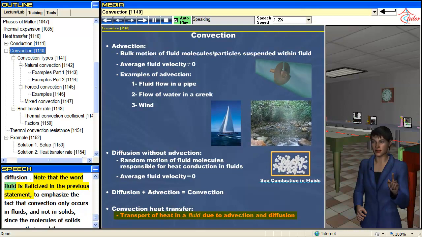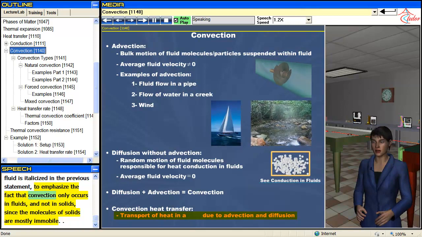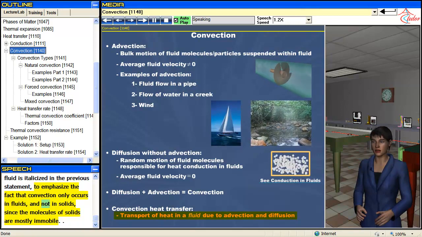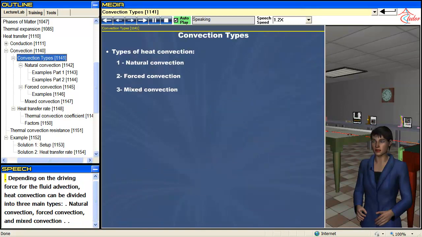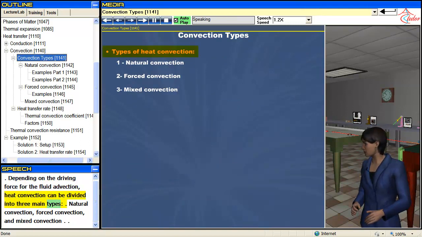Note that the word fluid is italicized in the previous statement, to emphasize the fact that convection only occurs in fluids, and not in solids, since the molecules of solids are mostly immobile. Depending on the driving force for the fluid advection, heat convection can be divided into three main types: natural convection, forced convection, and mixed convection.